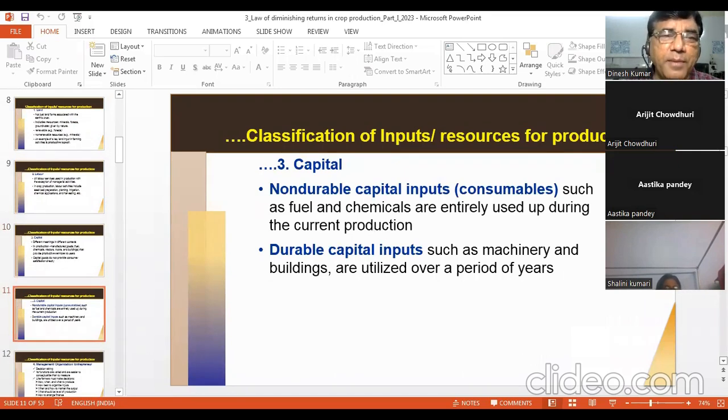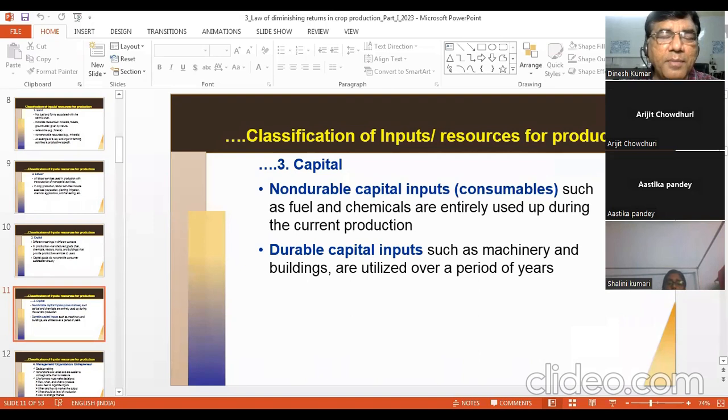So there can be two kinds of capital items. To have more clarity, what is capital? Here, there are two categories of capital items. One is non-durable capital input. The inputs which are part of capital are consumable in nature. They are immediately used during the process of production, such as fuel used in tractors or engines, and chemicals are entirely used up during the current production. For example, a farmer uses a tractor. He would need fuel. So fuel is a kind of capital, and it is consumable. It will be immediately used.